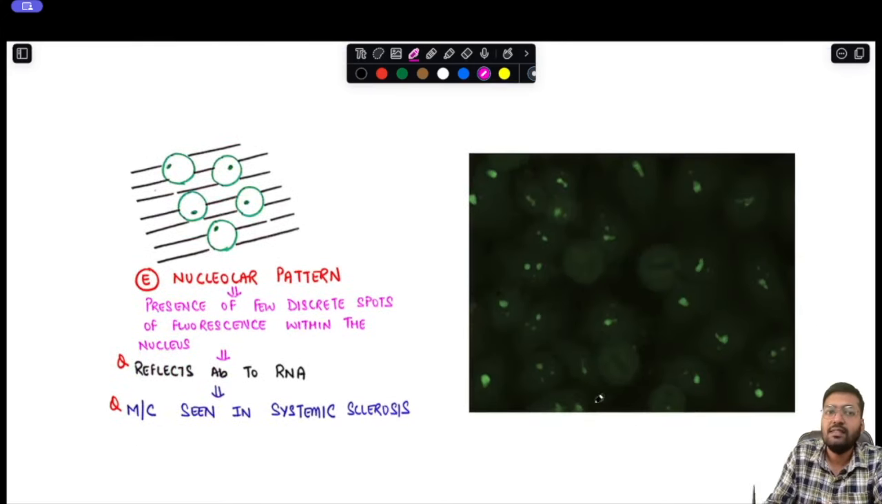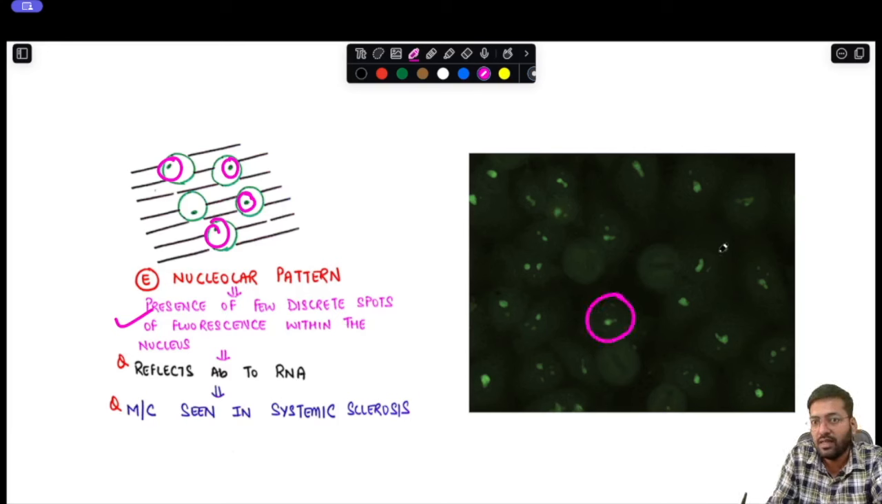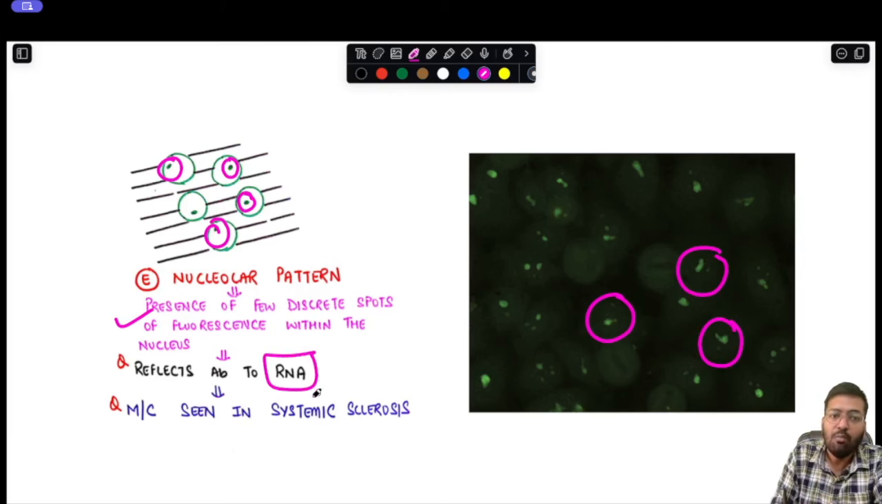And lastly, you can see that there are certain areas in the nucleus where only the nucleolus is highlighted, the antibodies against the nucleolar antigen. So there is presence of a few discrete spots of fluorescence within the nucleus. As you can see, this is the nucleus, the spot is only here. This is the nucleus, the spot is only at the nucleolar region. It reflects antibodies to RNA, most commonly seen in systemic sclerosis.